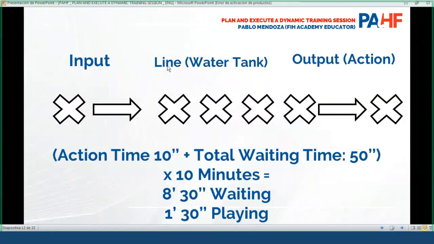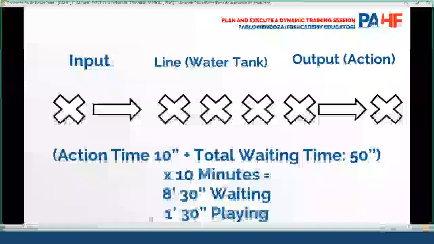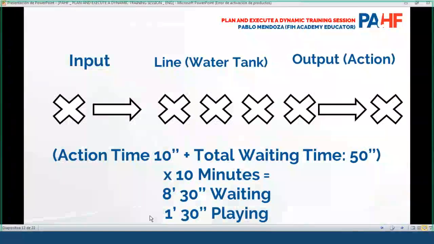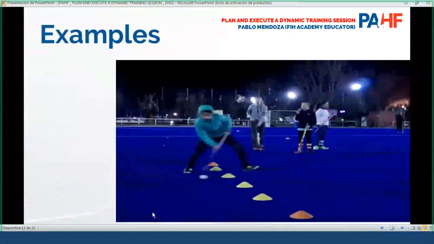Now, sometimes we plan an exercise and we don't realize that this is happening. Sometimes we just do the exercise and we say in our head, you know what, it's going to flow well. I think in my head, having six players doing the exercise, just drilling around, returning to a line, it's going to go well. Good, it could be. But if you put it in numbers, how can we go for 10 minutes with 8 minutes and a half in a waiting period while just 1 minute and 30 seconds of playing is too much? And it happens to us in many, many exercises, not just in this simple exercise.